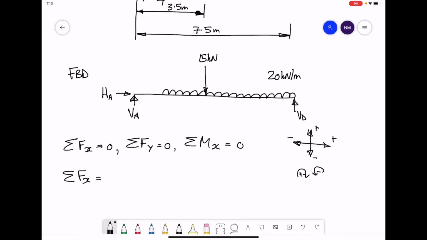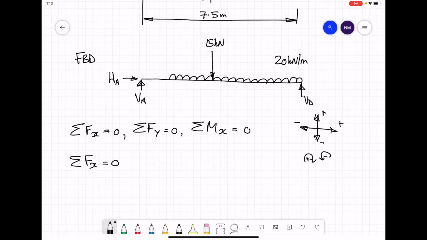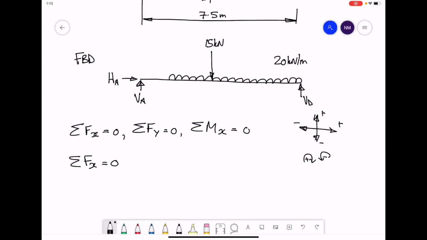Applying the first of our equilibrium equations, all the forces in the x direction add up to give you 0. We only have one horizontal force, HA. It's going to the right, therefore it's positive. For equilibrium, it must add up to give you 0. Therefore, your HA value must be 0 for equilibrium.